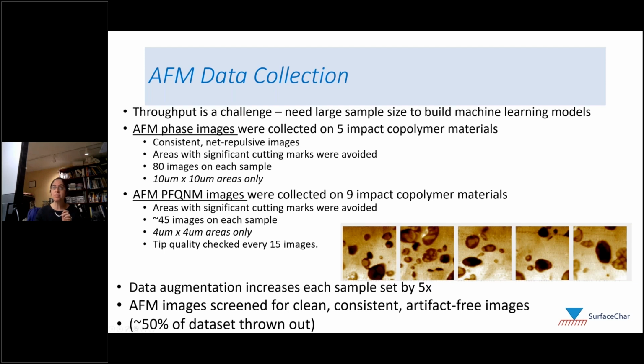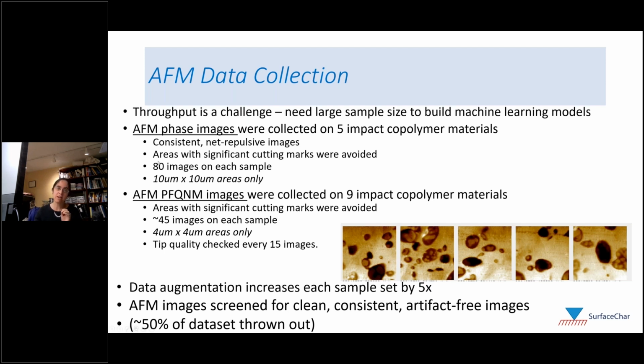We had AFM phase images that we collected on these ICPs. And even with phase imaging, which you can do faster than the peak force, having consistent net repulsive data was really important. All these samples have to be cryotomed, so areas that had significant cutting marks had to be avoided. And thus, we ended up having about 5 samples, and we collected 80 good images on each sample. We probably had to throw out about half the data that we collected.